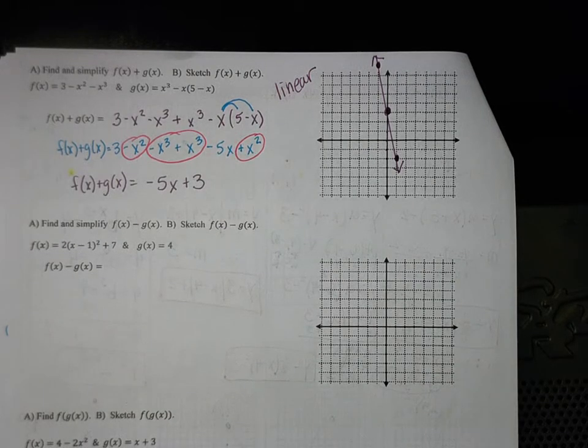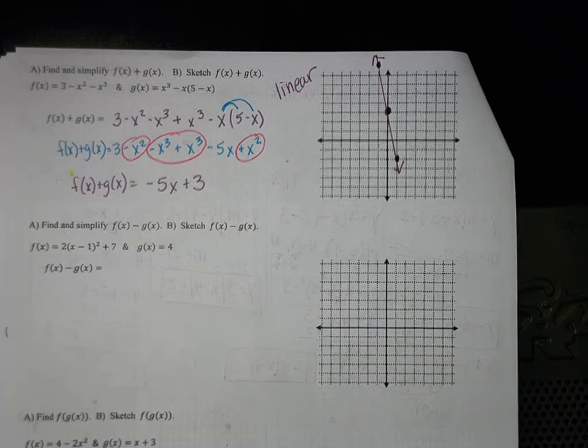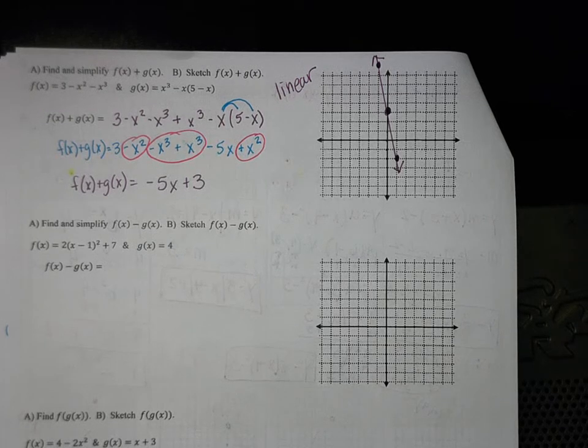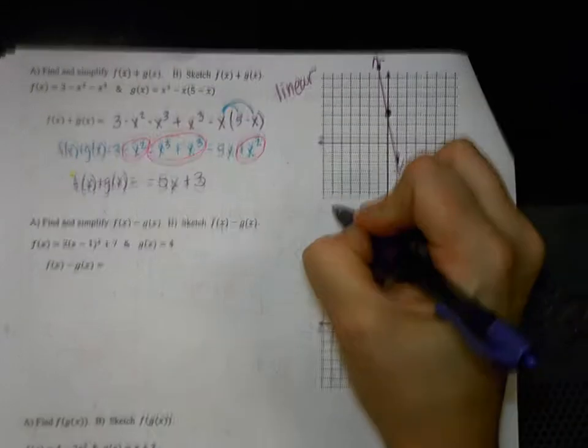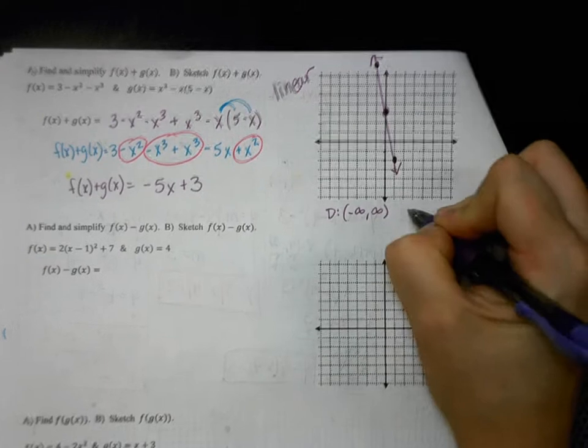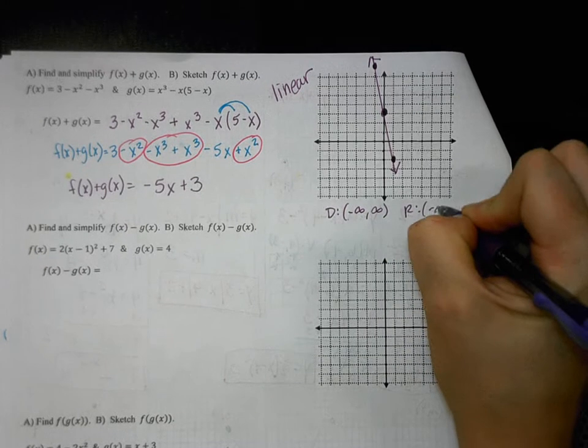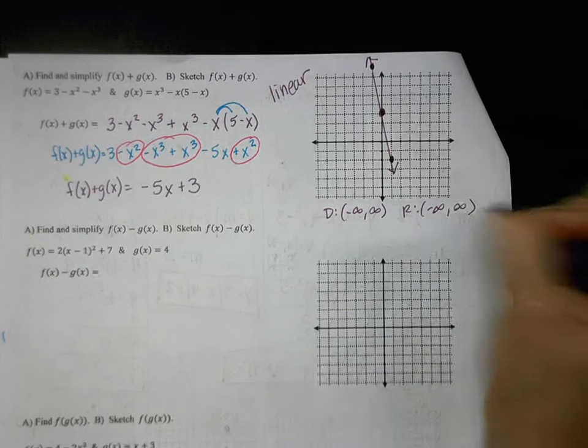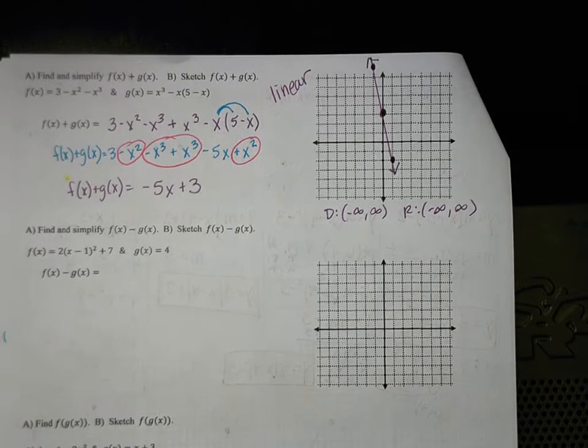What's my domain of this function? I know the question didn't ask you to do that, but just for practice. Awesome. What's the range? Good. Both of them are negative infinity to positive infinity because it goes left, right, up, and down forever.